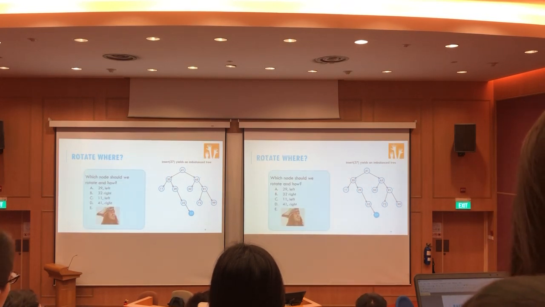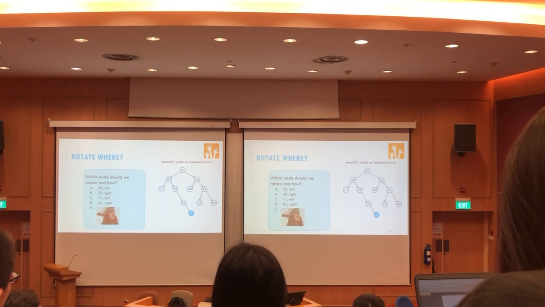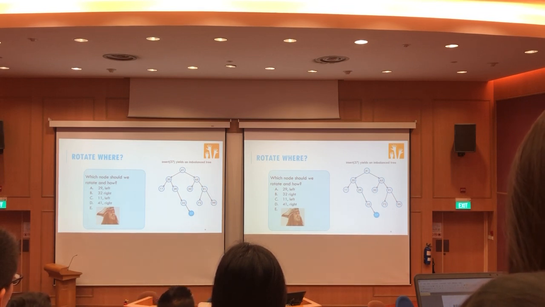The first one. Which node should we rotate and how? 29 left, 32 right, 11 left, or 41 right. So what you do is you look for the first node whose balance factor is off. You insert 37, you recurse up the tree, and you look for the first node that has the off balance factor. In this case, from the previous slide, you know that this is 29, so this is the -2. I'm going to have to do a rotation here.